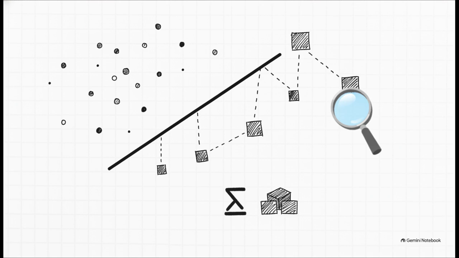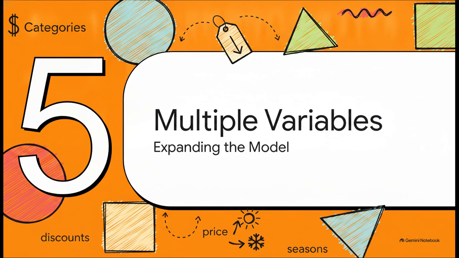The algorithm then runs the numbers and selects the coefficients that minimize this total sum of squared errors. This ensures our regression line sits as snugly as mathematically possible right in the middle of our data points, giving our retailer the most accurate sales forecast possible. Section 5, multiple variables and categories, expanding the model.